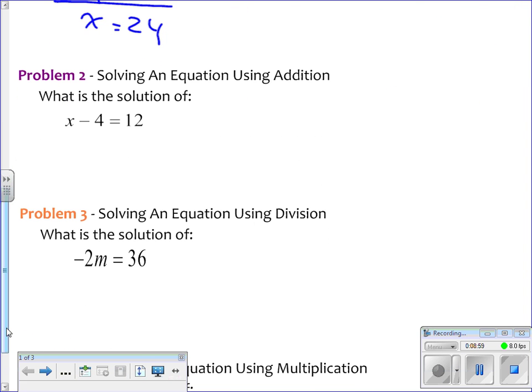Okay, next one. x minus 4 equals 12. What's the opposite of subtracting 4? Addition. Adding 4. Add 4 to both sides. x equals 16. Easy peasy, right?